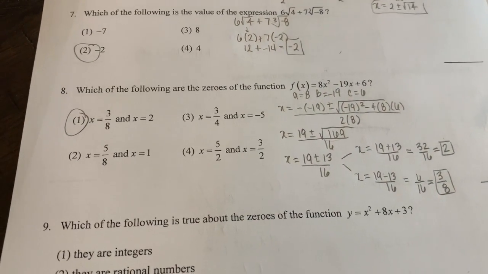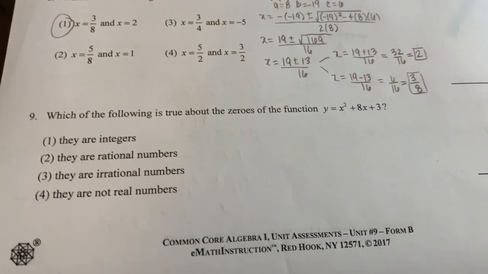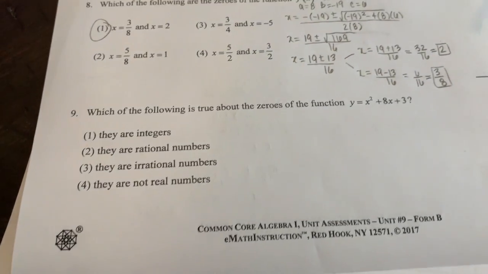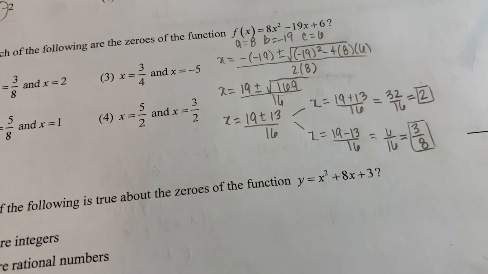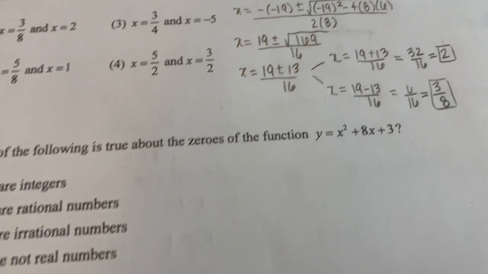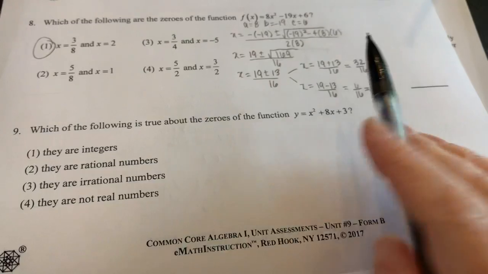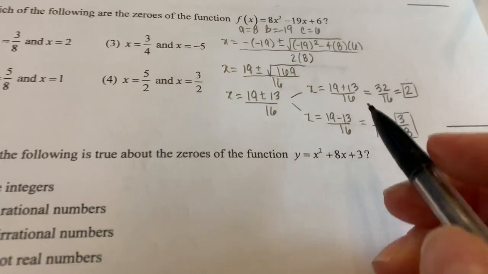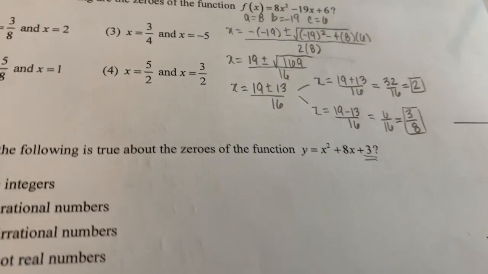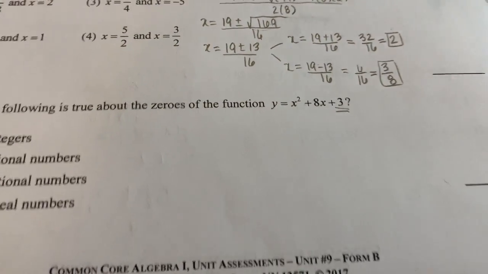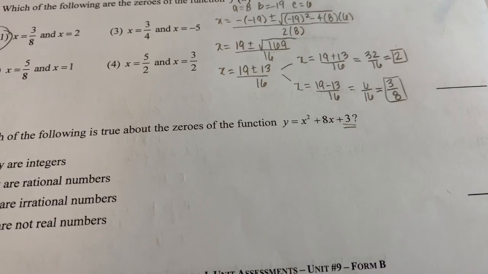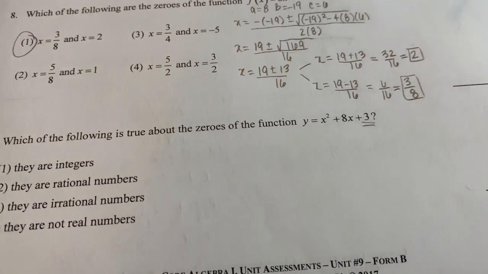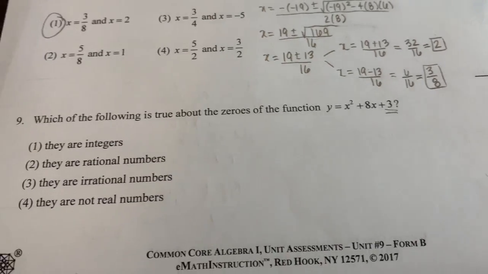Okay. Number 9, which of the following is true about the zeros of this function? x squared plus 8x plus 3. So again, you can look at it, you might be saying, oh, it's 1, so I should double bubble it, but stop and think for a second. Your factors are going to be factors of 3. You're not going to be able to find two numbers that multiply together to 3 that also add up to 8, so you can't double bubble here, okay?